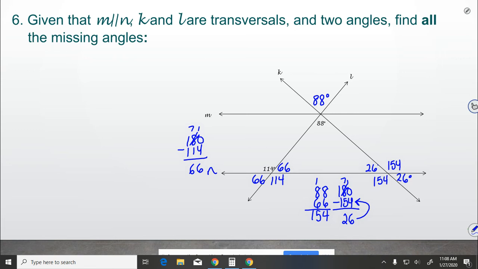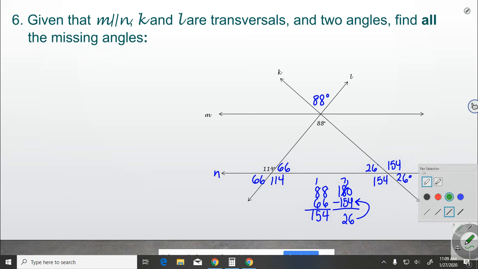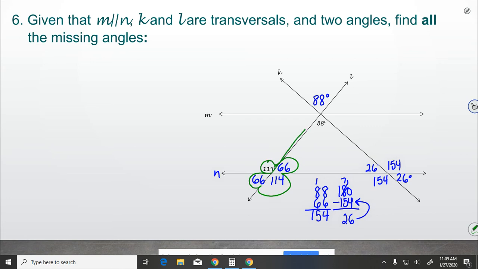All right, so now, believe it or not, that gives away some of the other angles in this diagram. Since M and N are parallel and K and L are transversals, that means they're hitting the two lines at the same angle. So I can take this set and bring it up the transversal, and it's going to correspond with some of the missing angles. It's going to correspond with this one and this one. So those two angles match the 66 if I follow them up. All right, so we can label those two 66 degrees.